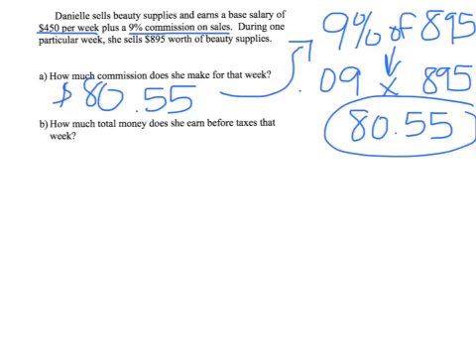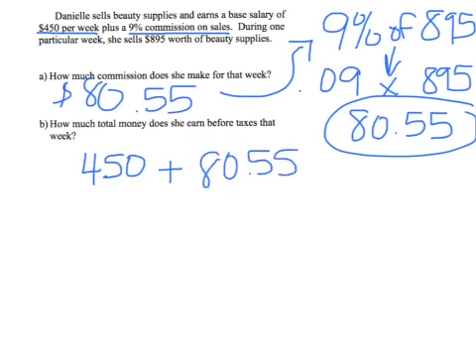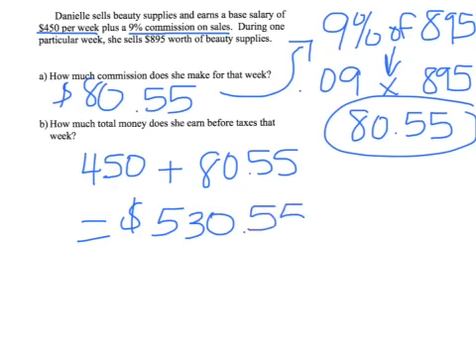Now, letter B says, how much money will she earn before taxes for the entire week? Well, remember, guys, that she gets a $450 base salary plus whatever she makes in commission. And here she made $80.55, and that's what we found out in Part A. So we would add those 2 things together. So her total for this week is $530.55. You add commission back on. I hope that helps. Good luck.